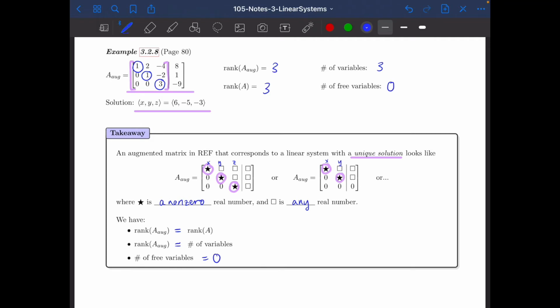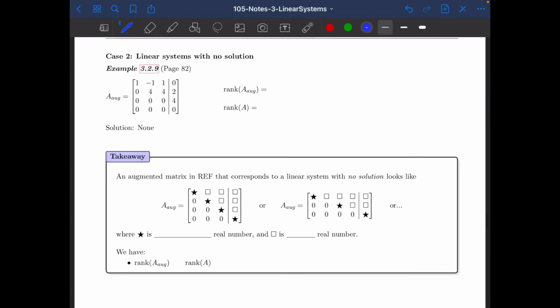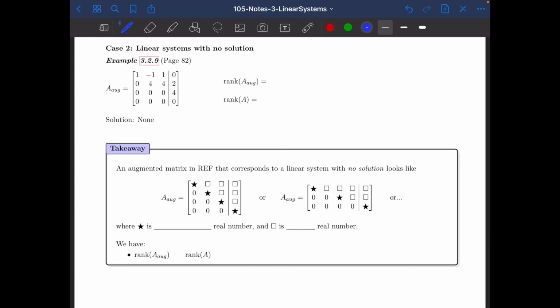Now, what about the case when we have no solution? Let's look at case 2, linear systems with no solution. In example 3.2.9, we found this augmented matrix in row echelon form, and we did not find a solution. This is an inconsistent system.